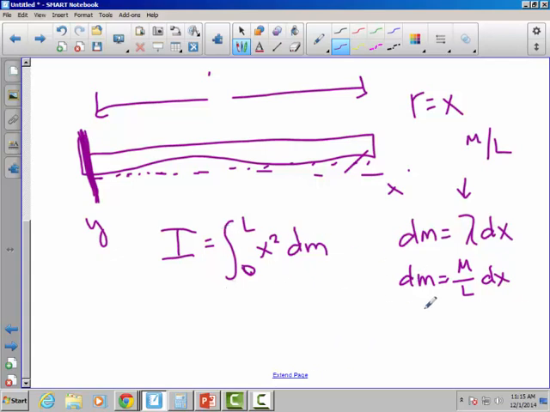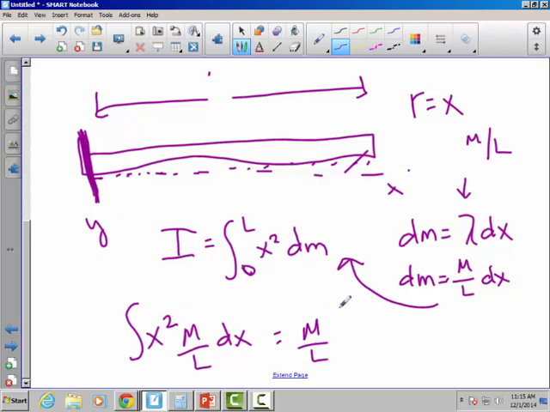So now I can put this expression into this integral, and I can integrate the whole thing with respect to x instead of m. This just makes my life a little bit easier when it comes time to do the integration, because the m over L can just be pulled out of the integral, because that becomes a constant. And now all I'm integrating is x squared.